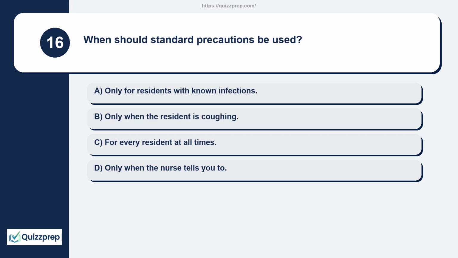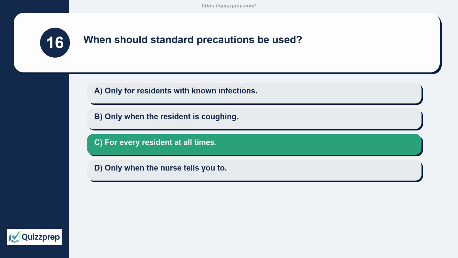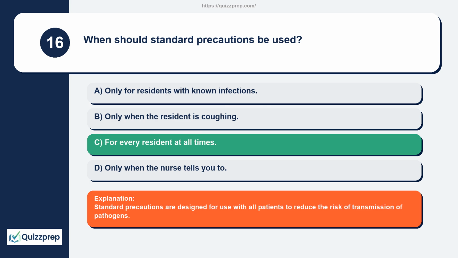Question 16. When should standard precautions be used? Only for residents with known infections. Only when the resident is coughing. For every resident at all times. Only when the nurse tells you to. Standard precautions are designed for use with all patients to reduce the risk of transmission of pathogens.